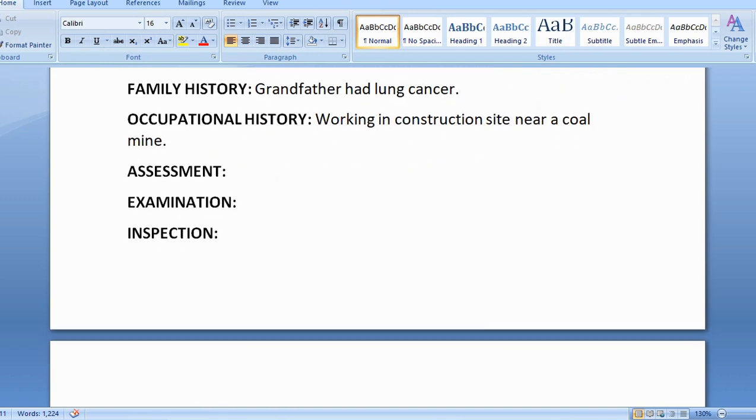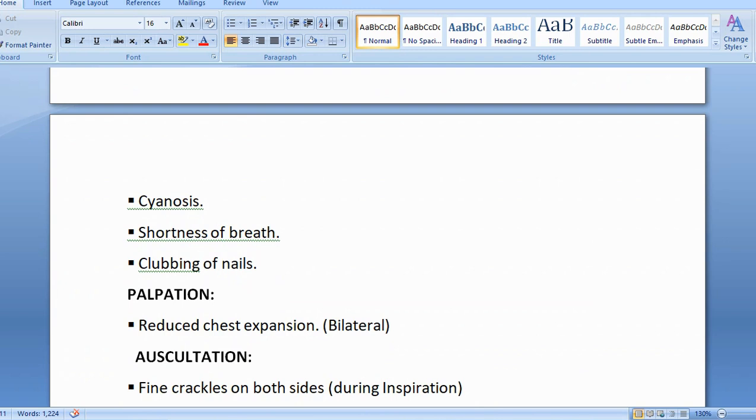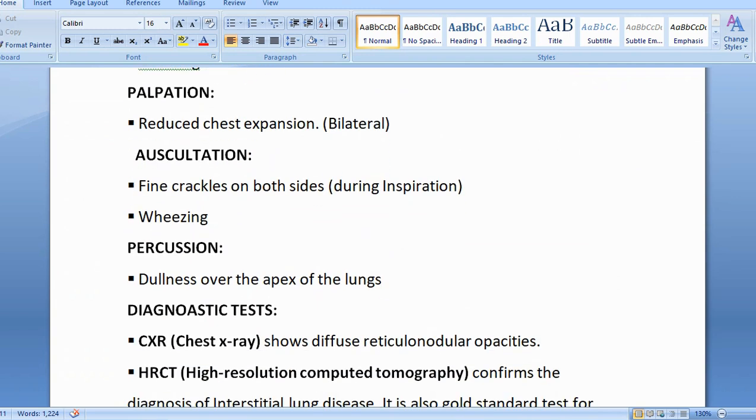Assessment, examination and inspection shows cyanosis, shortness of breath, clubbing of nails. Palpation shows reduced chest expansion and it is bilateral. Auscultation shows fine crackles on both sides during inspiration and wheezing. Percussion shows dullness over the apex of the lungs.